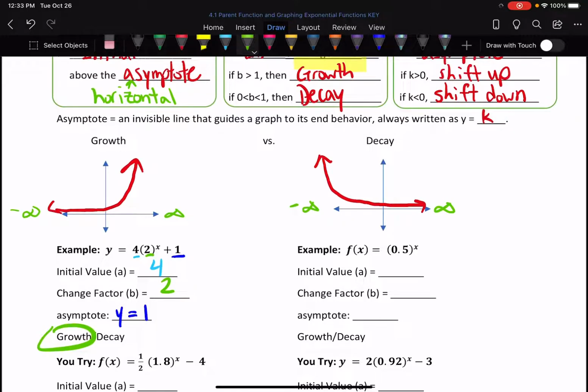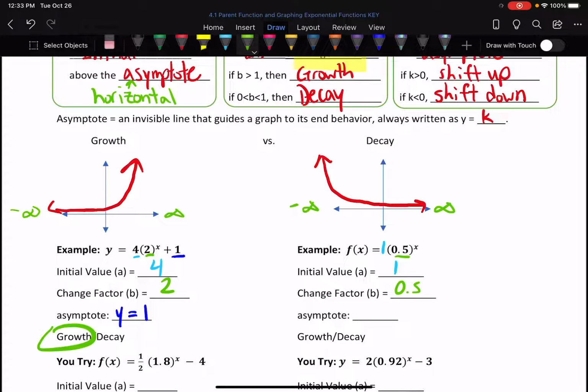Let's look at example number 2. So the example to the right, it says f of x is equal to 0.5 to the x power. Well, if I'm looking just for my initial value, that's going to be the number outside the parentheses. There's not a number there, so we understood that it is 1. So our initial value is going to be 1. Our change factor is going to be whatever is inside the parentheses. So in this case, it is 0.5.